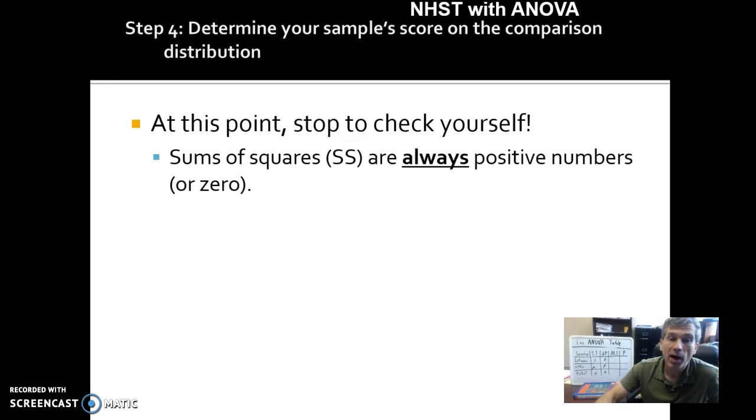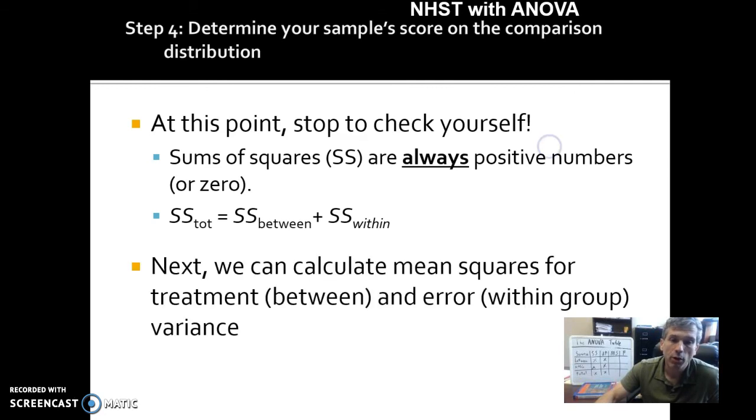First, they have to always be positive numbers. They can only be 0 if every single score is identical. They can never be negative. Next, make sure that your sums of squares add up to that sum of squares total. But once you've checked any work that you've done, we can turn those into mean squares.